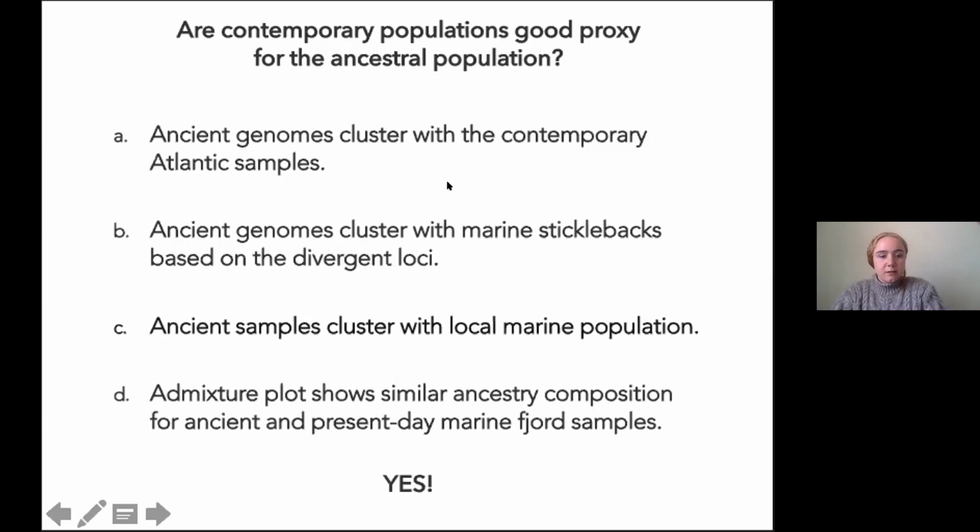So overall, we can say that at least the ancient genomes seem to be similar to the contemporary populations. And based on this limited data set, we can also say that contemporary populations seem to be a good proxy for the ancestral population.